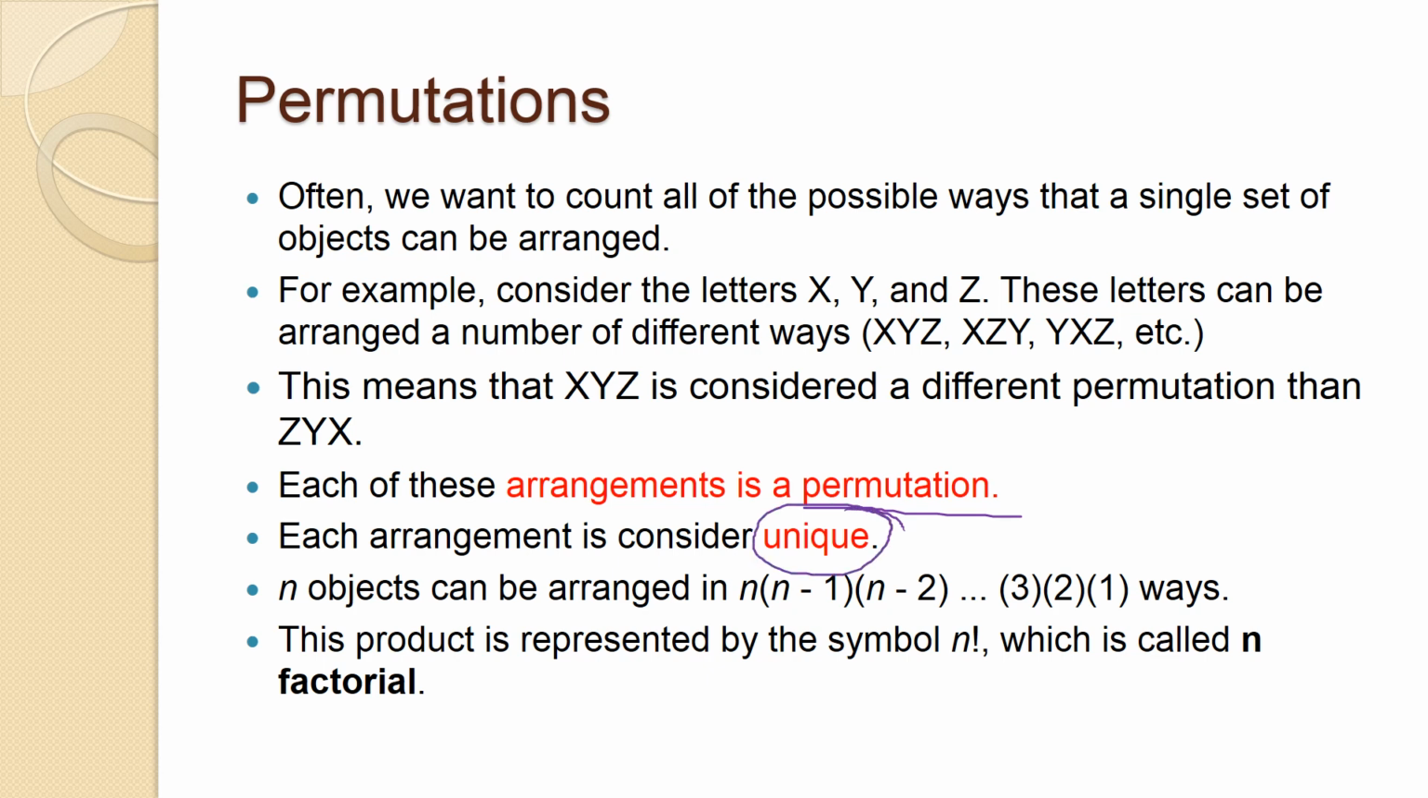And n objects can be arranged in n times (n minus 1) and so on many ways. This is just a formulation. So this product is called n factorial.